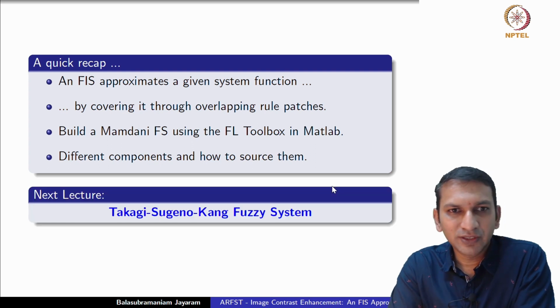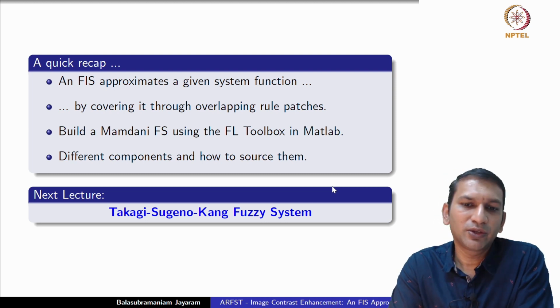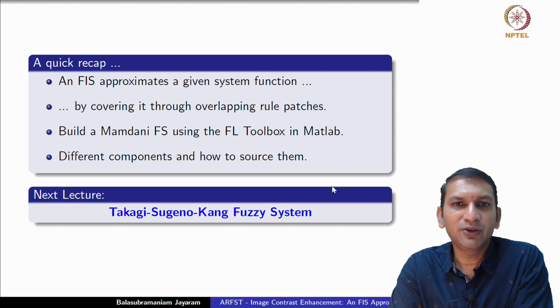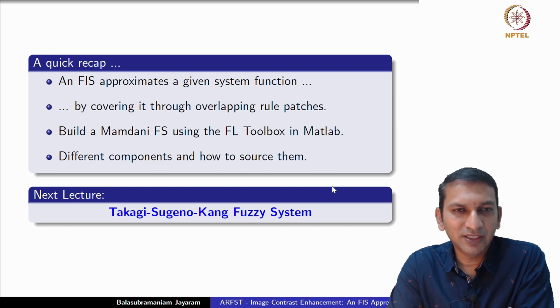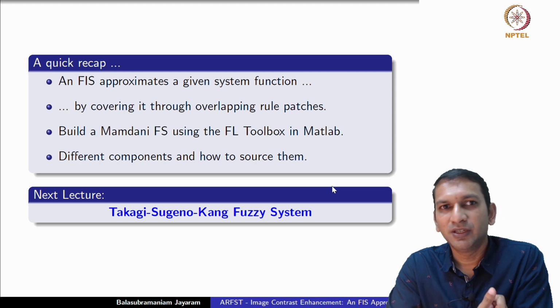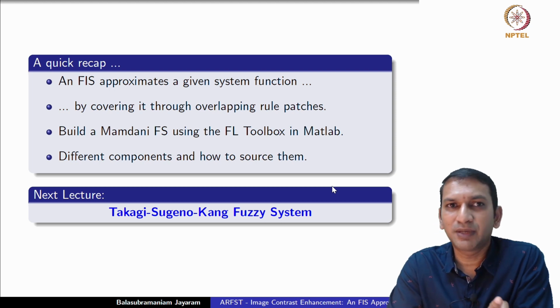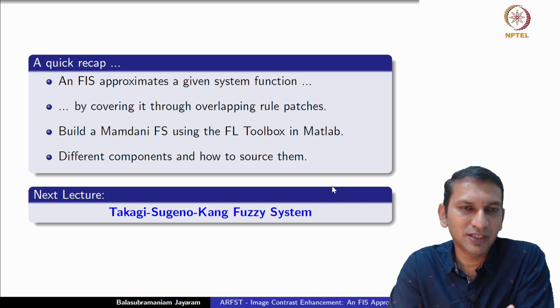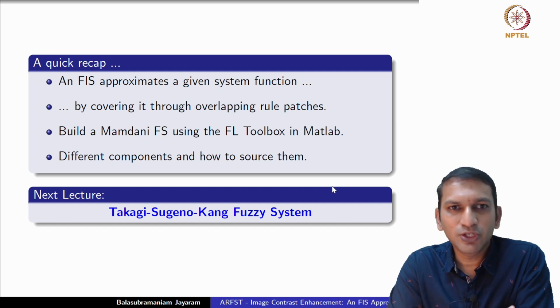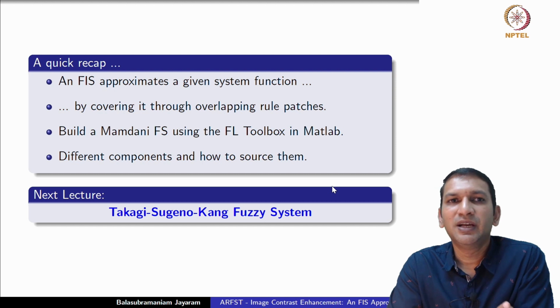In the last lecture of this week, we will look at the Takagi-Sugeno-Kang fuzzy systems. You might recall there are two major types of similarity-based reasoning inference schemes. One is the Mamdani fuzzy inference system, which we have discussed at length, both the theoretical aspects and also the implementation and practical application aspects. The second major SBR inference scheme is the Takagi-Sugeno-Kang fuzzy system, and this is what we will take up in the next lecture.